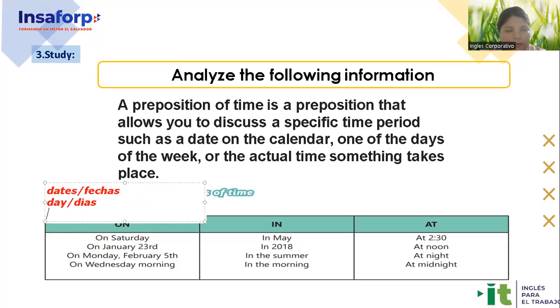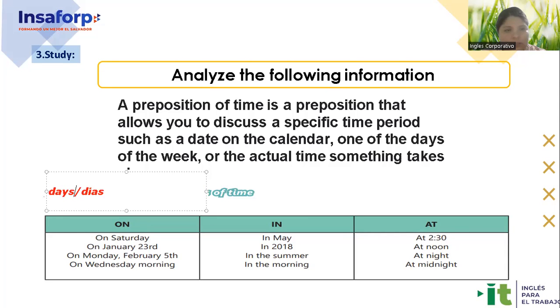Okay. ¿Cómo se le podría decir eso? Parts of a day. Parte del día. Parts of a day. Yeah. Okay, so the first one is days, right? Days. So that's the first one, days. On Saturday, for example. On Sunday, on Wednesday, on Monday. Entonces, con los días de la semana.